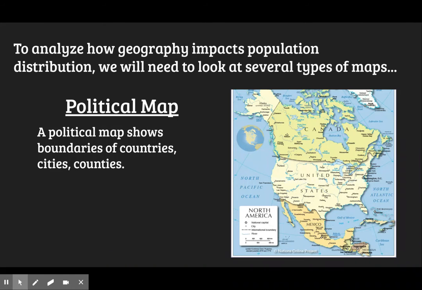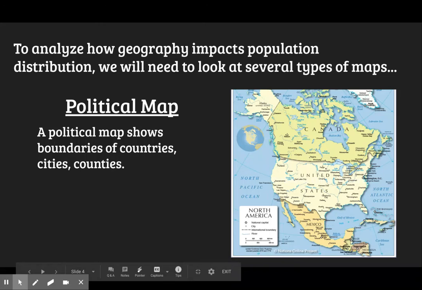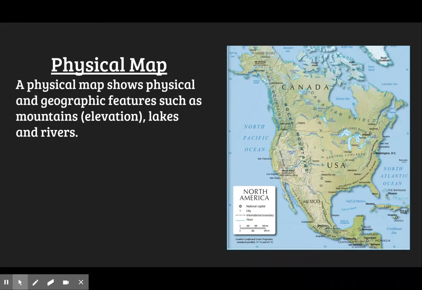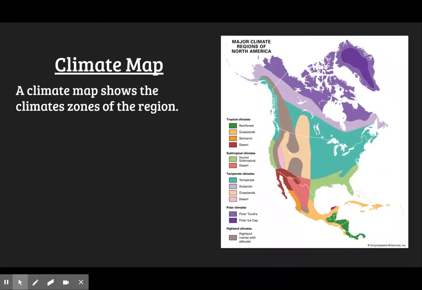So to analyze how geography impacts population, we'll look at several types of maps. So we have the political maps again that shows boundaries of countries. It's usually colorful. There's state capitals, major cities. Then we have the physical map again that's talking about physical features, lakes, rivers, mountains, etc. Then we have thematic maps. And this is a climate map that's showing us where there's rainforests, we have temperate climates, we have desert. So this is a thematic map.